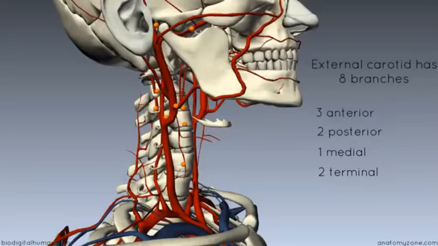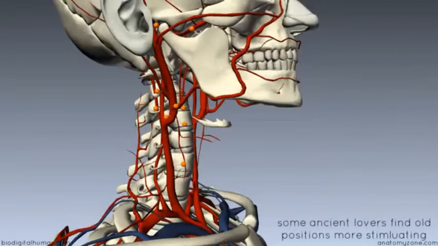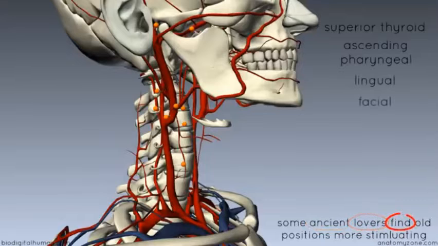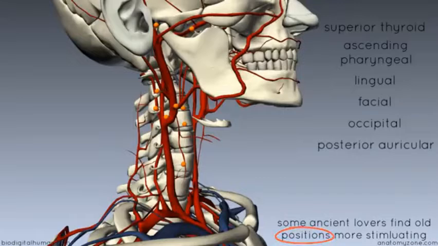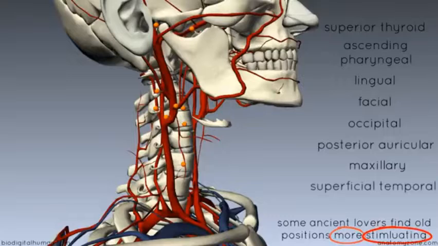As with many things in anatomy, there's a nice little mnemonic for remembering the branches of the external carotid. The one I use is, some ancient lovers find old positions more stimulating. It's quite an easy one to remember. So the branches are the superior thyroid, the ascending pharyngeal, the lingual, the facial, the occipital, the posterior auricular, and then you've got the 2 terminal branches, the maxillary and the superficial temporal arteries.